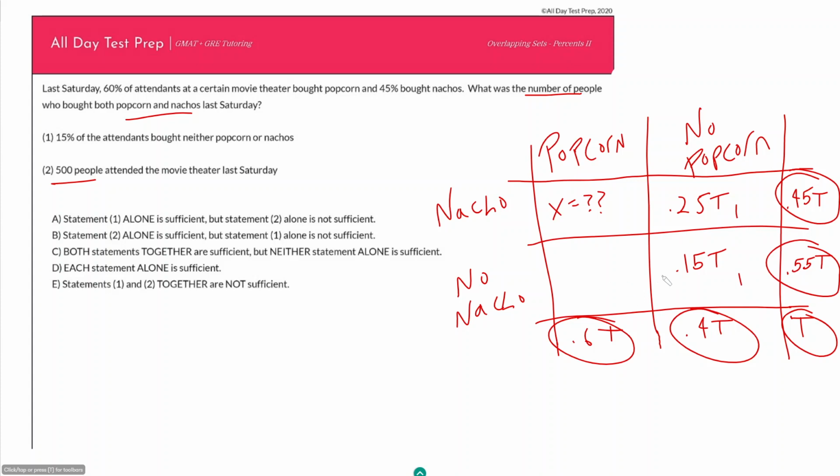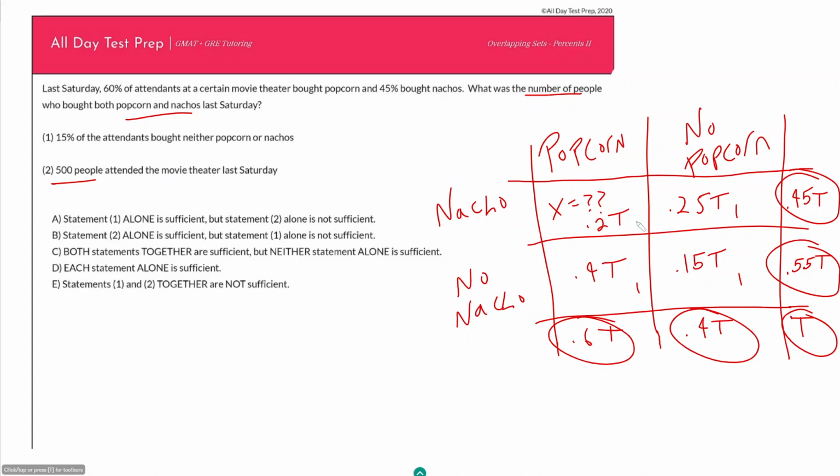So what does this mean? Based on this, we can say the people that got popcorn without nachos should be 0.4T, because it's got to sum to 0.55T here. That means this box here, the box that we're looking for, is 0.2T, or 20% of my people bought popcorn and nachos. But they're not asking for the percentage of people. They're asking for the actual number of people who bought popcorn and nachos.